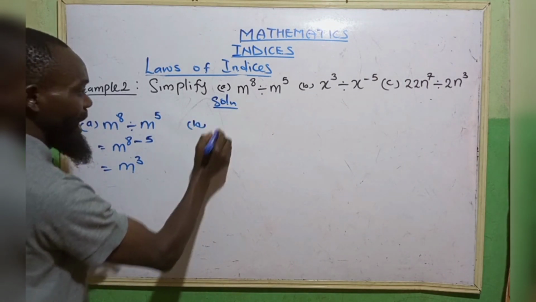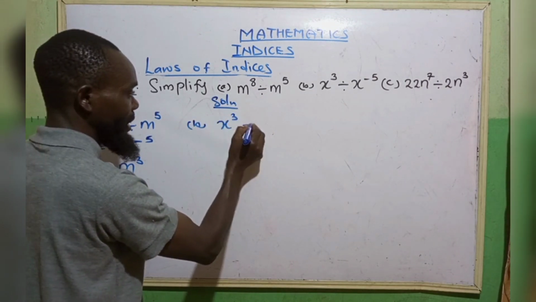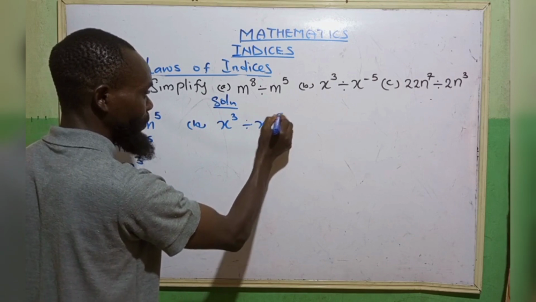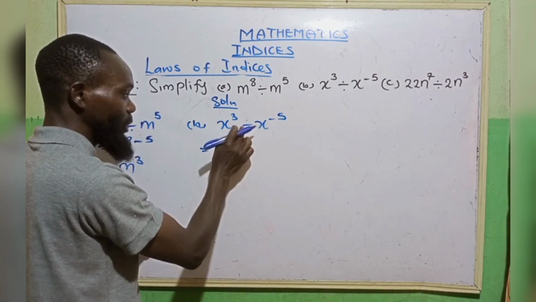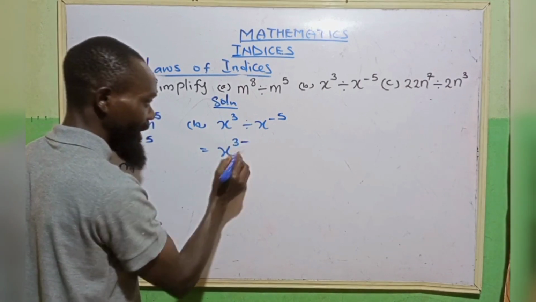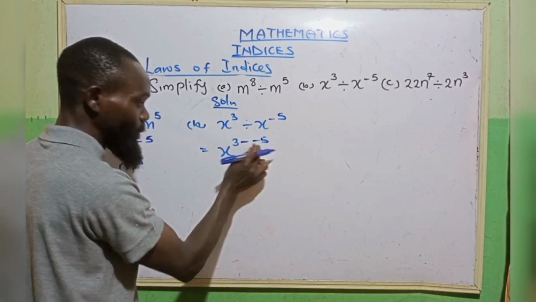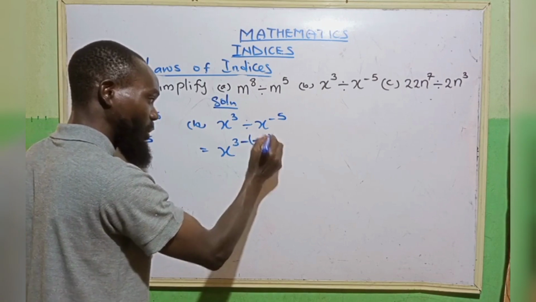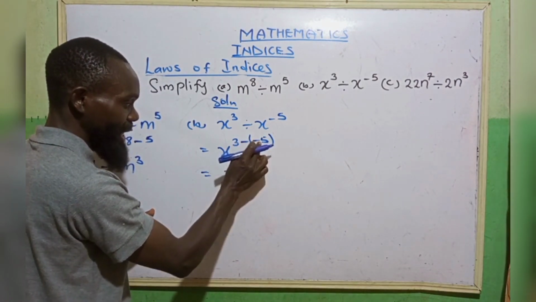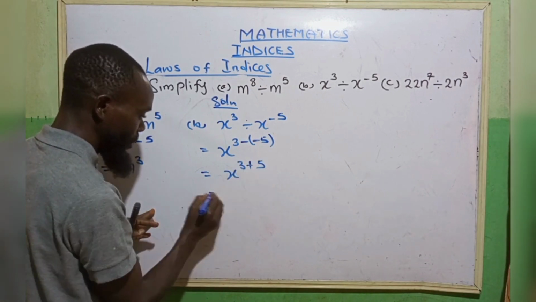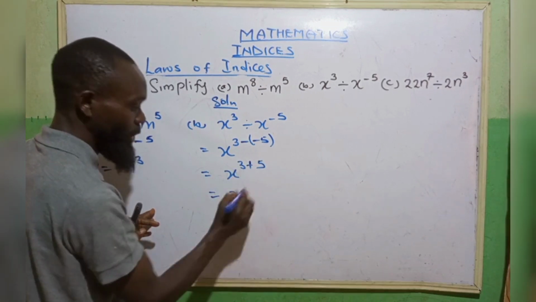Question B. X raised to power 3 divided by x raised to power minus 5. Pick one of the bases. X power 3. This one changes to minus. Minus, then minus 5. When two signs meet, you open bracket and close the bracket. So we have x power 3 minus times minus plus 5. So x power 3 plus 5, we have what?